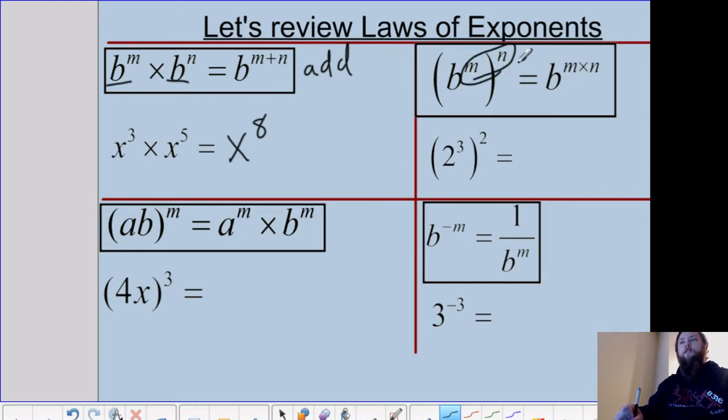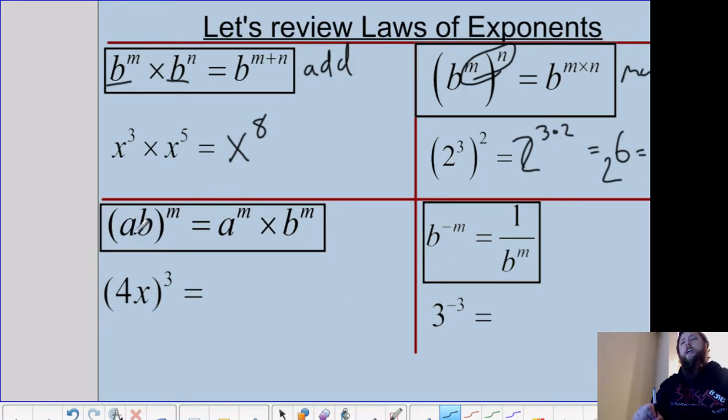Next one, b to the m to the n, you actually multiply the exponents. So if they're right next to each other like this, multiply them. So in this case, 2 to the third to the second power is the same thing as 2 to the third times second, which is 2 to the 6th power, which if you evaluate that, is 4 times 4 times 4, which is 64.